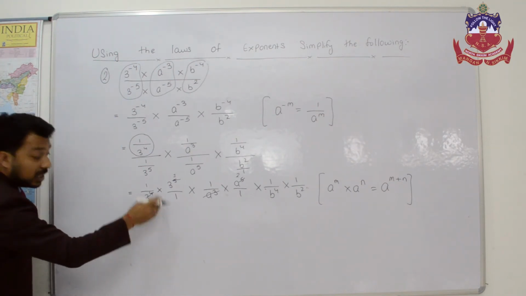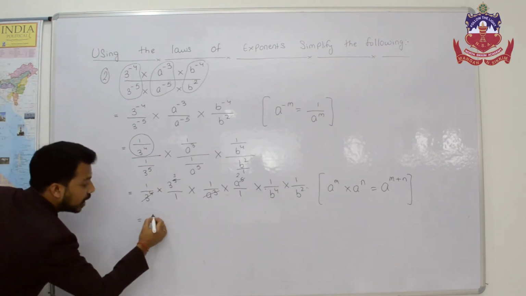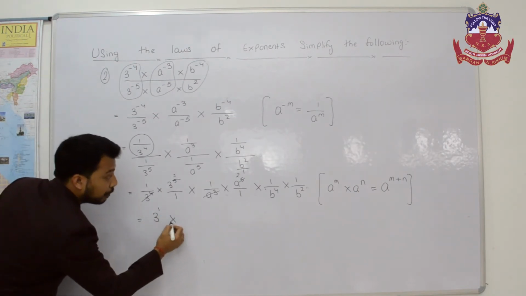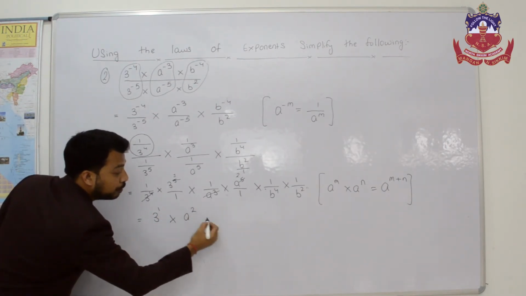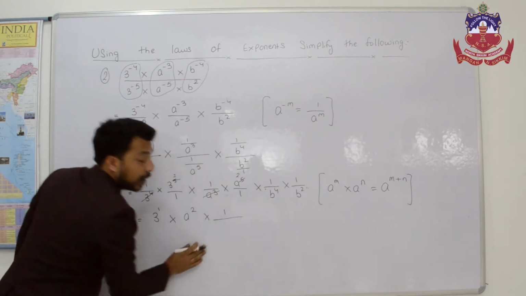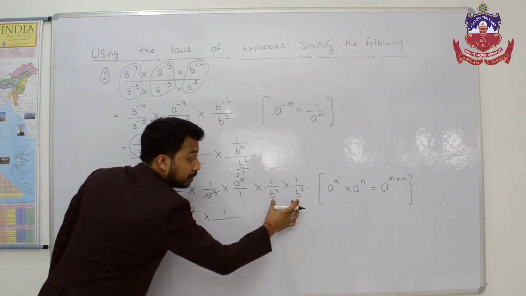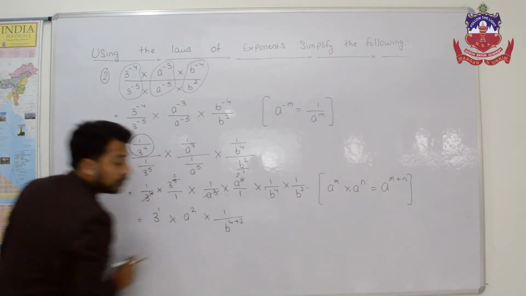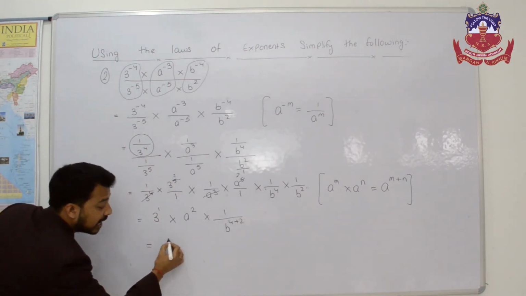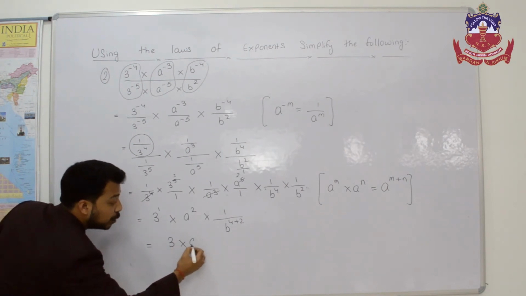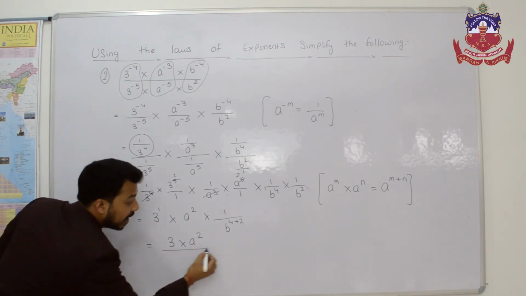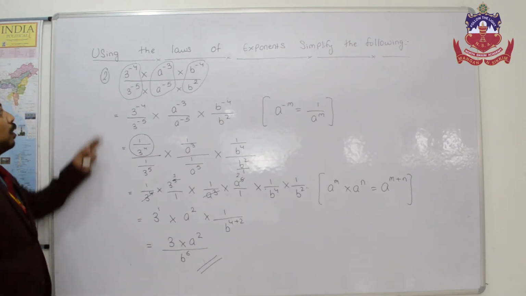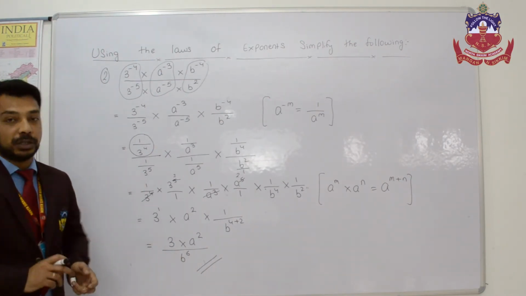The answer that is left in the next step is 3 to the power 1, which means 3 is only 1, into a to the power 2, into 1 divided by. The base is the same but the power is different, so you write the base one time and the powers will get added. So in your final step, we can write this as 3 into a to the power 2, whole divided by b to the power 6. So this is the answer of your second question.